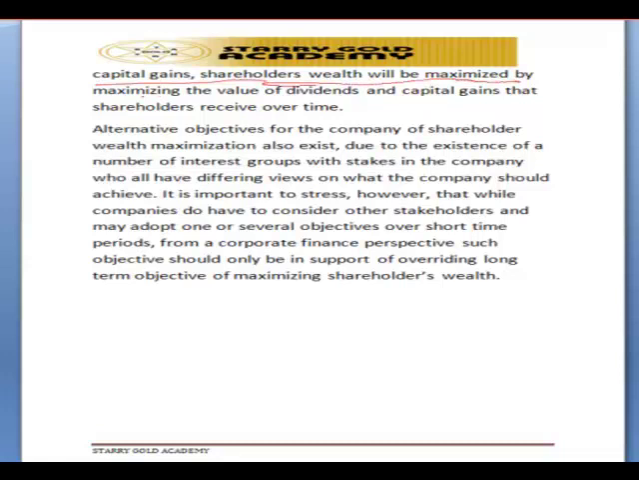When they receive good dividend and capital gains. What do we mean by capital gains? Capital gains arise when an asset such as shares is sold and a gain is realized. So when they are able to take their shares to the stock market or the secondary market and sell and make good gain, shareholders' wealth would have been maximized. Please take note of that.